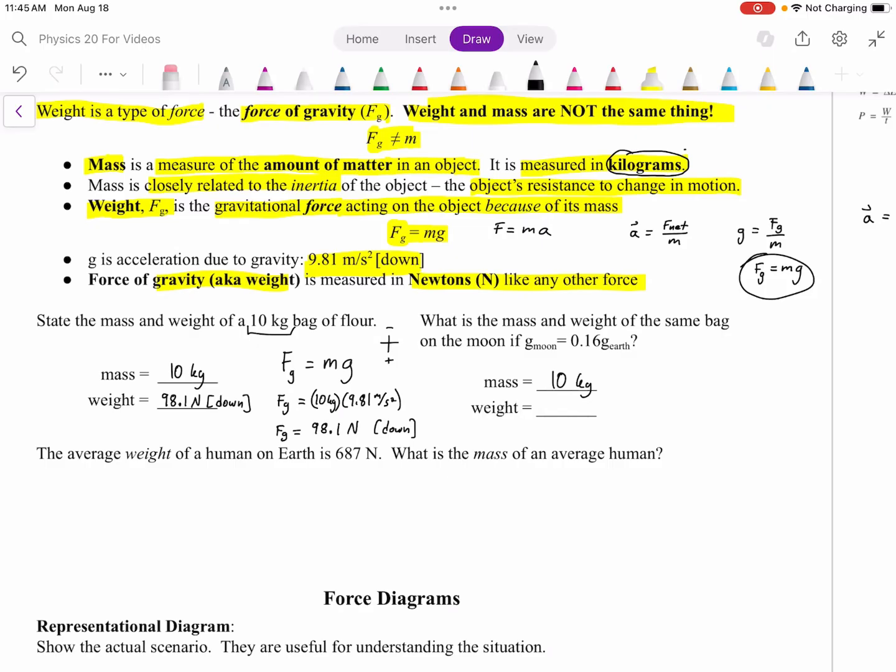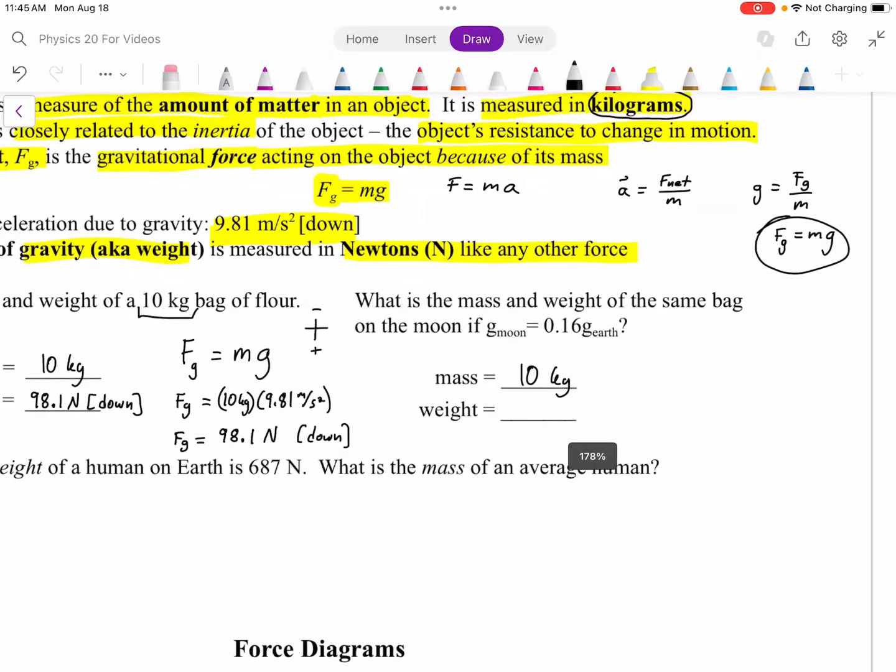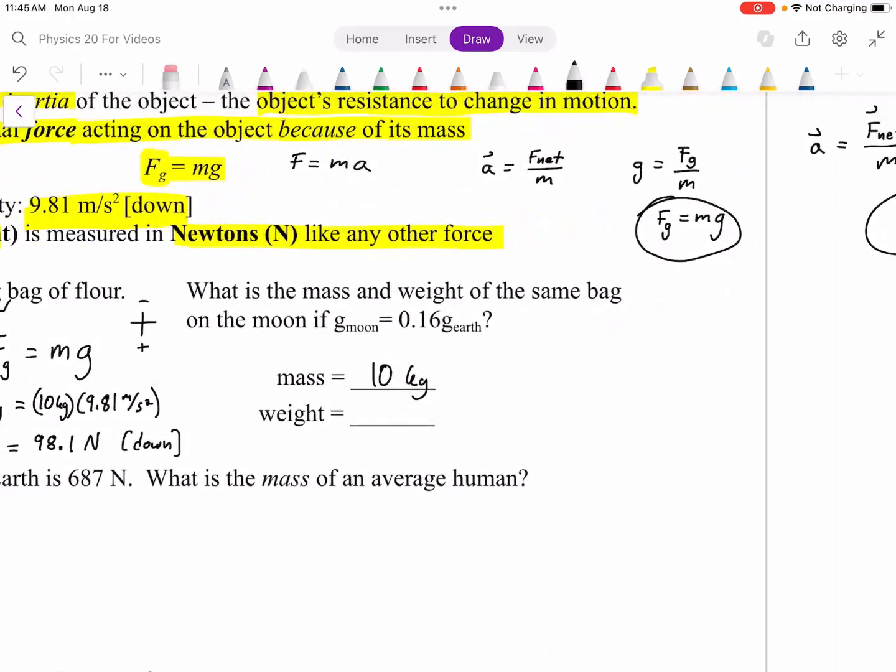So it still has 10 kilograms of mass, but it's going to feel a different force of gravity as a result, because acceleration due to gravity on the moon is different than acceleration due to gravity on Earth. We can see here it's saying its g moon is 0.16 times g Earth. So there's 16% as strong of a pull on the moon as there is on Earth. In chapter 4, we'll explore a little bit about why that's the case.